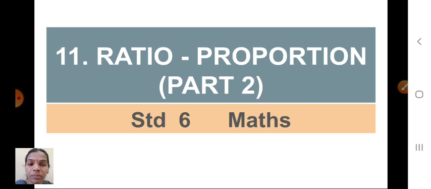Before that, can you remember children, last session what we discussed? We discussed about what is meant by ratio and how we have to find the ratio. What is the symbol of ratio? How we have to read one ratio? These all things we discussed, isn't it?